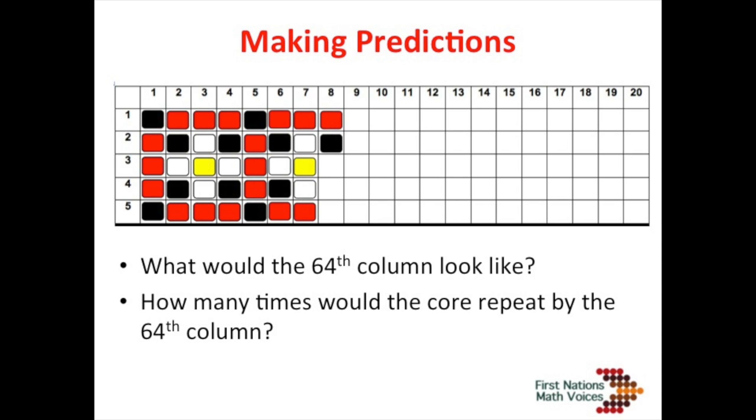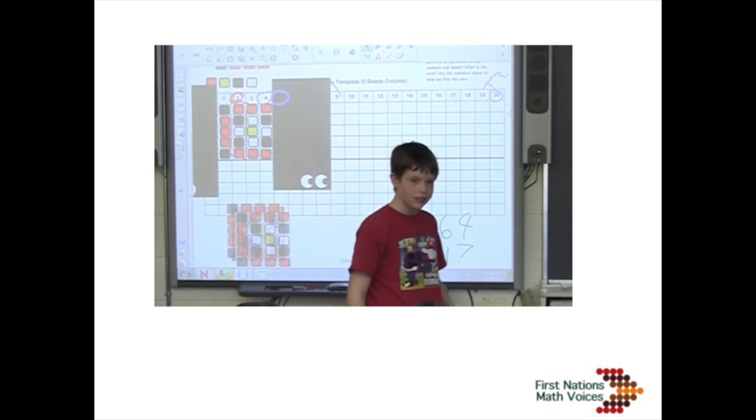What would the 64th column look like? And how many repetitions of the core would there be if we repeated it to the 64th column? What unit are you using to find the answer? Are you using the pattern core, the template, your knowledge of multiples of 4? The students had a few ways to solve this, which we'll see in this video.